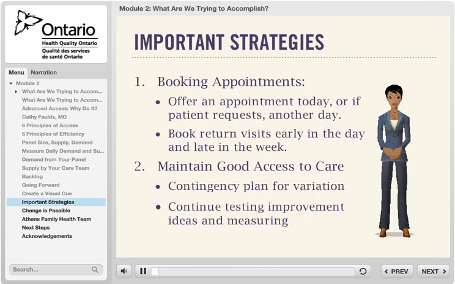If demand and supply are in balance, access to care on the patient's day of choice will be achieved on most days. Have a look at some of the strategies on this screen. Never ask a patient to call back on the day they want the appointment. Book return visits when the practice is less busy with external demand. For many, this is early in the morning and later in the week. Don't forget about contingency planning for vacations, flu season, snowbirds returning from the south for checkup and med renewal, and those types of things.